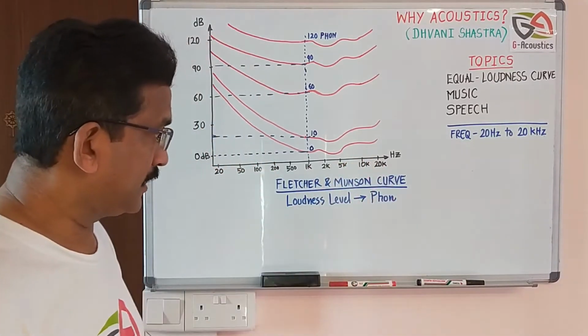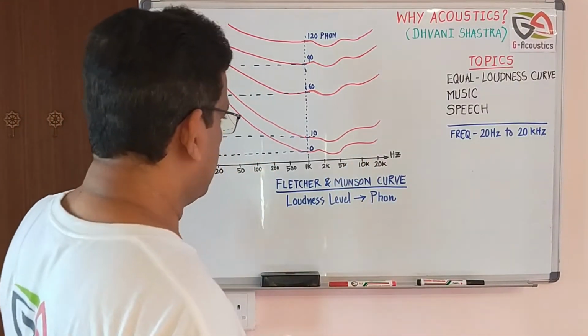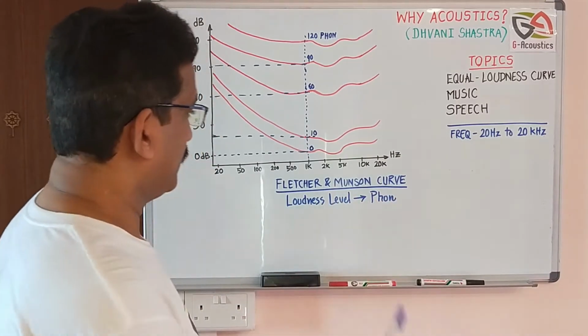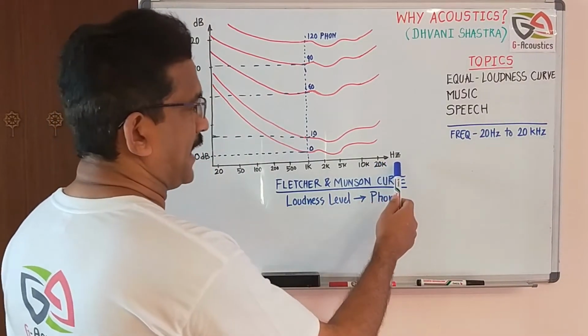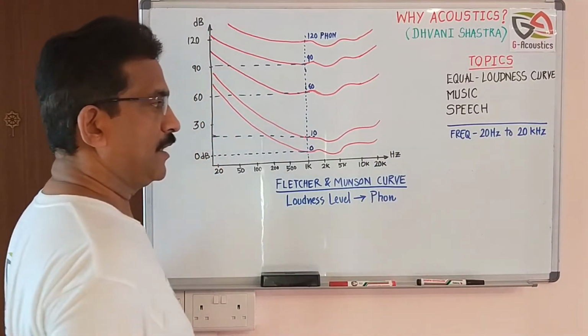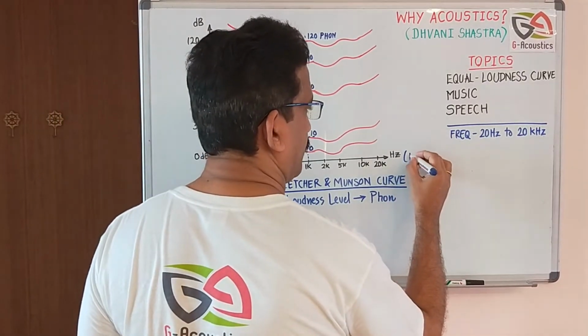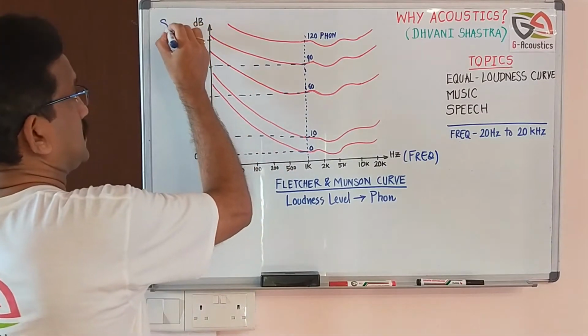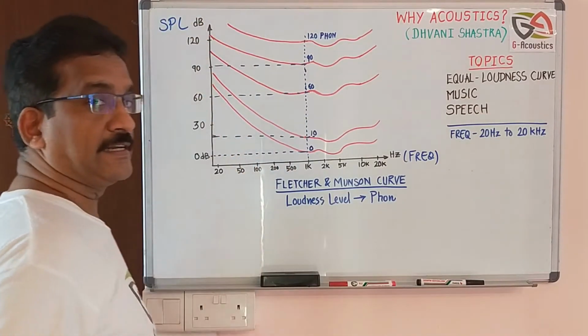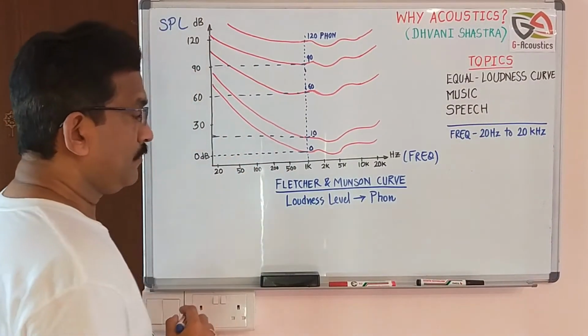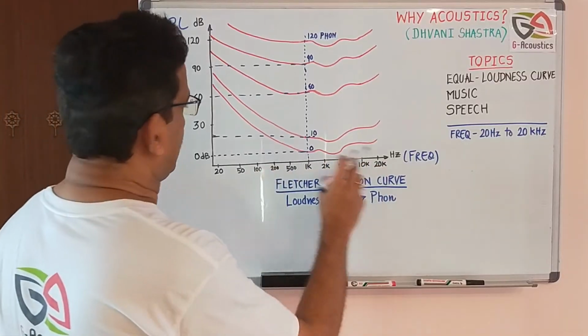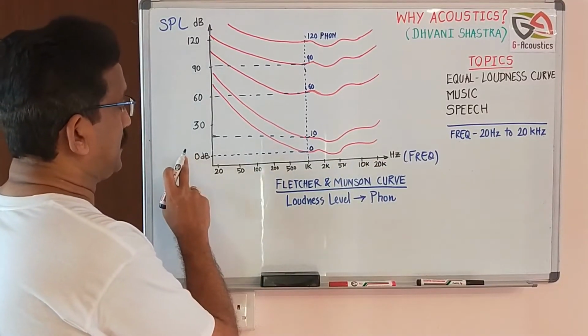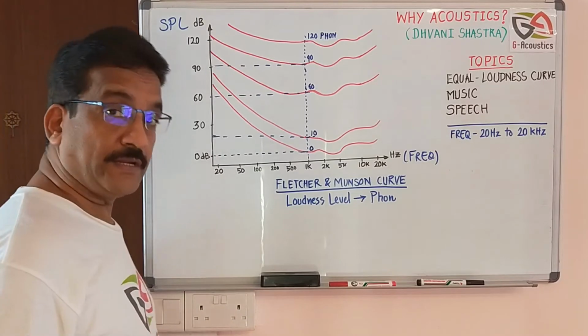Okay, let me come into the details. Here, as usual, we see a graph. The x-axis is frequency, in hertz, which is audio frequency, as you know, and the y-axis is the sound pressure level, which is in decibel. Now here I have 20 Hz to 20 kilohertz, and SPL is marked between 0 to 120 dB.